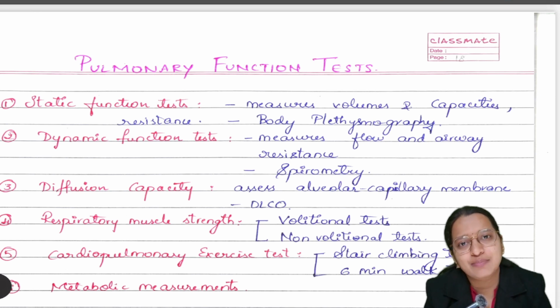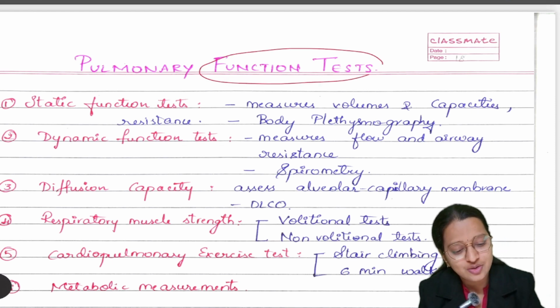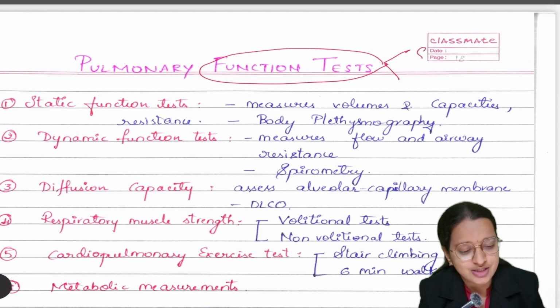Let us discuss pulmonary function test. It is a very volatile topic, so you have to revise it many times, and also we have to keep some silly mnemonics. Let us see them one by one. So there are in total 6 subheadings. First, function test, right? So static and dynamic function tests.